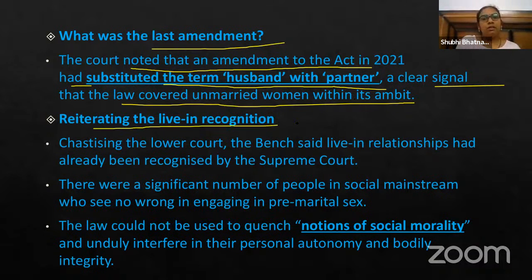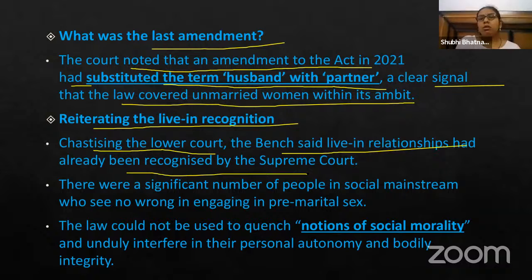Reiterating the live-in recognition. Challenging the lower court, the bench said live-in relationships had already been recognized by the Supreme Court. So lower court को ये बोला गया against में कि जो हमारे live-in relationship हैं वो already Supreme Court के द्वारा recognize किए जा चुके हैं.